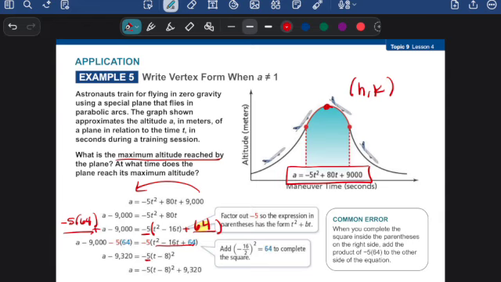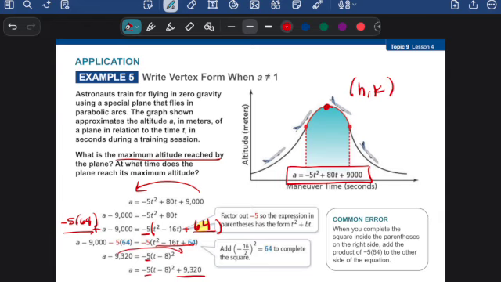We're going to add that to both sides. Just move it back over to get it in vertex form. So then we're going to have the altitude equals, again, I didn't lose my greatest common factor. I still have my -5 times t minus 8 squared plus that constant. Okay, so this is in vertex form.